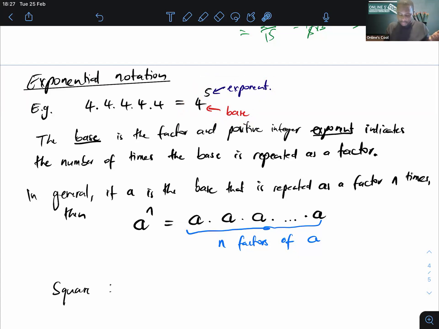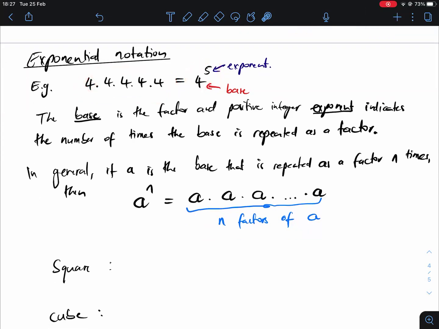Next week we'll delve deep into the exponents, but I'm just introducing them now. So the base is a factor that needs to be multiplied a number of times. You notice nowhere in my original equation do I have 5. Only the number 4 is repeated. The 5 represents how many times this 4 repeats itself. It's not a part of my calculation, all right?